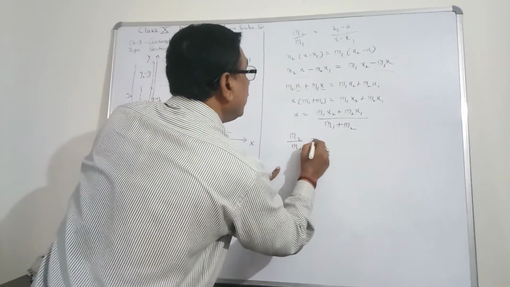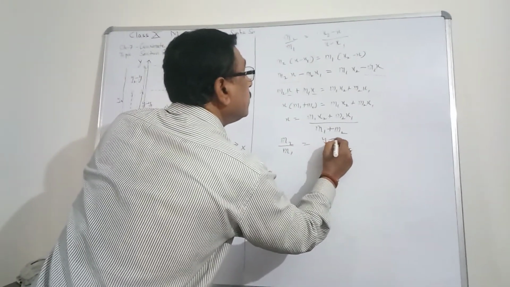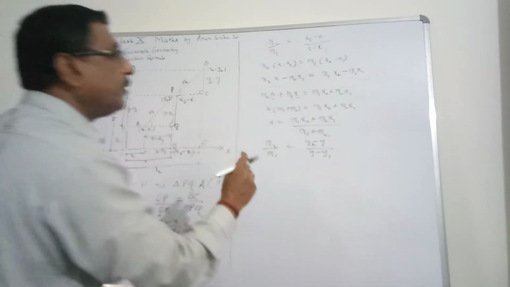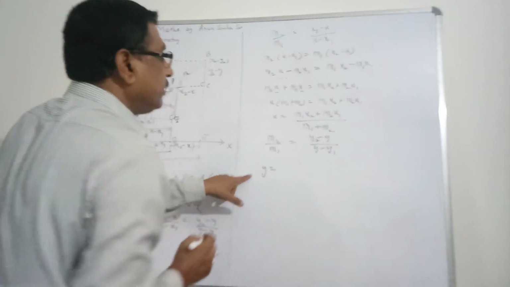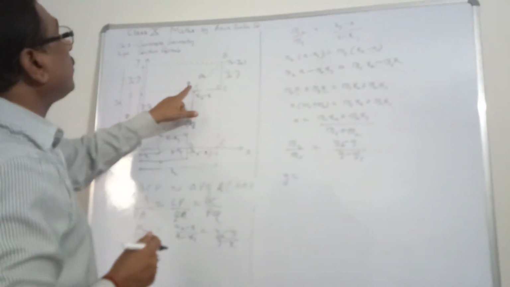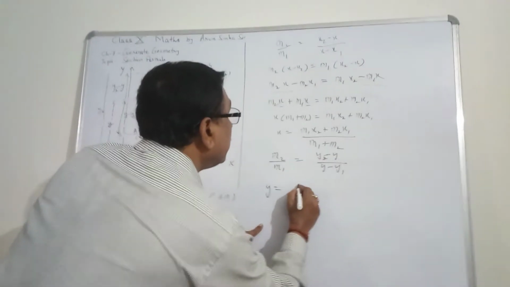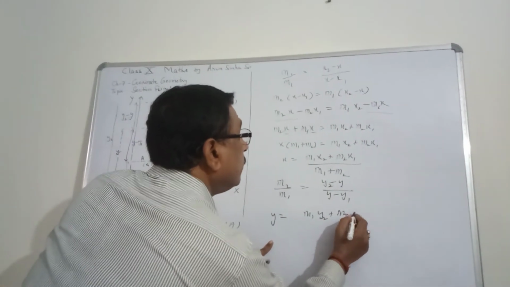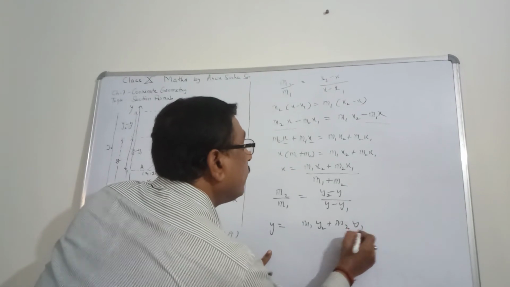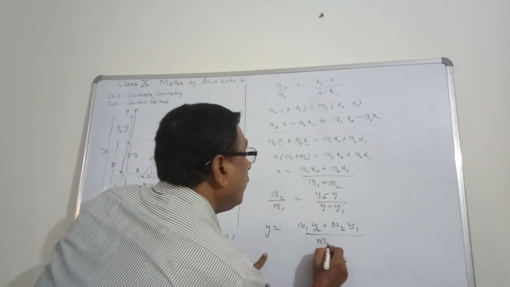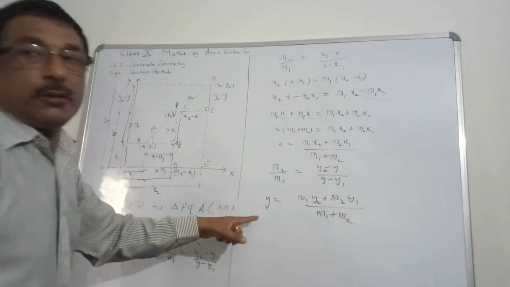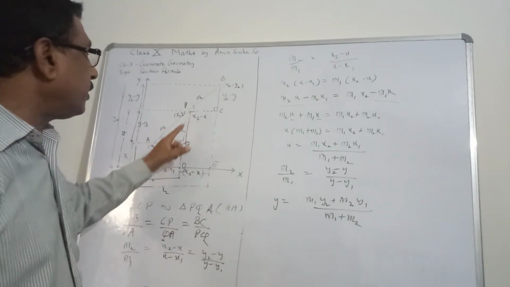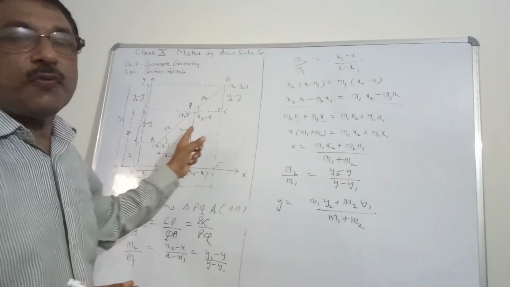Okay children. Similarly, when you consider this part and this part, what will you get children? M2 upon M1 is equal to y2 minus y upon y minus y1. Just cross multiply and similarly you will get the value of y. That's the ordinate part. So the ordinate of this point P, you will get in the same fashion, is M1y2 plus M2y1 upon M1 plus M2. Okay children. So you can see you are getting the coordinates of this point P in terms of the ratio and the coordinates of A and B.